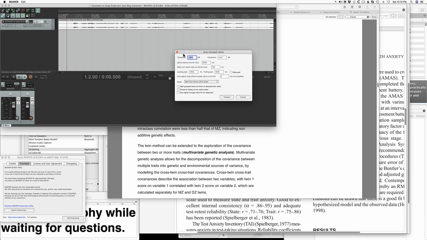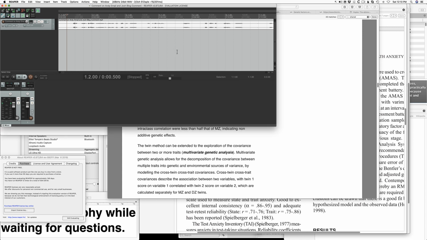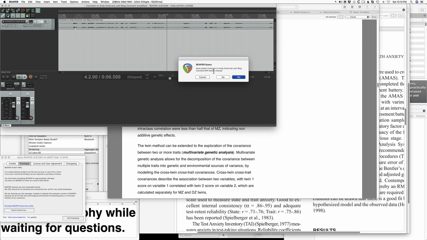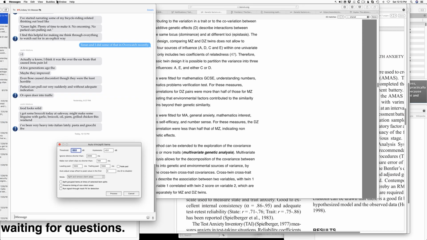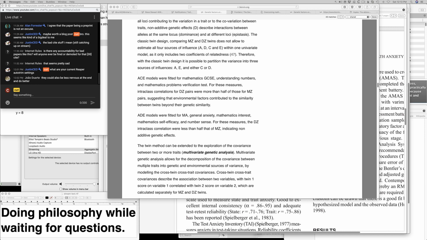These are my Reaper settings. I'll just put them on IM. Oops. It opened my IMs on the wrong screen after I accidentally quit them.